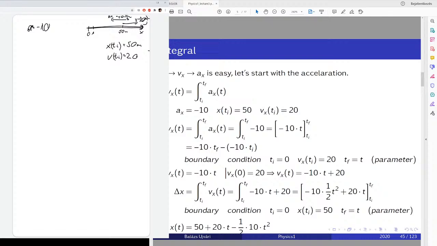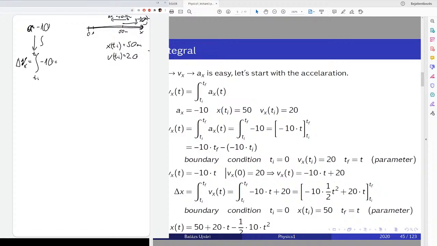Alright, what should I calculate at first? Since I have the acceleration in one step, I can only calculate the speed, technically the changes of the velocity. T initial, and let me write T final. So, let's integrate the -10 from T initial to T final. If the function is a constant, its primitive function is a linear term.